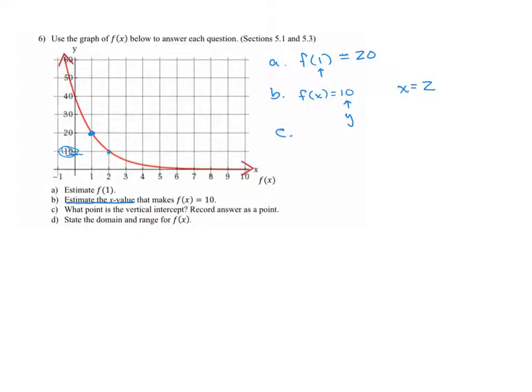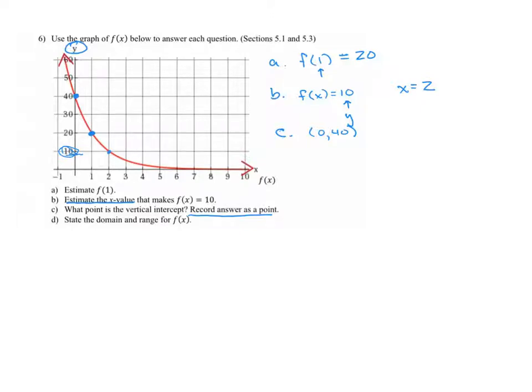For C, we want to find the vertical intercept. Which line is the vertical line? It is going to be the y. So where does this intercept the y-axis? It happens at 0, 40. Make sure that you record your answer as a point.